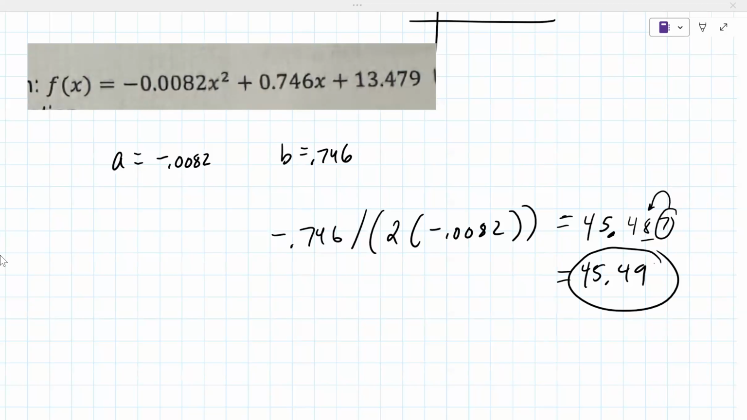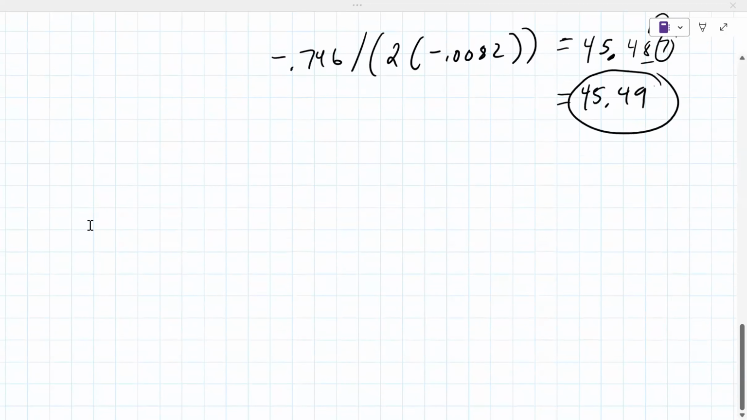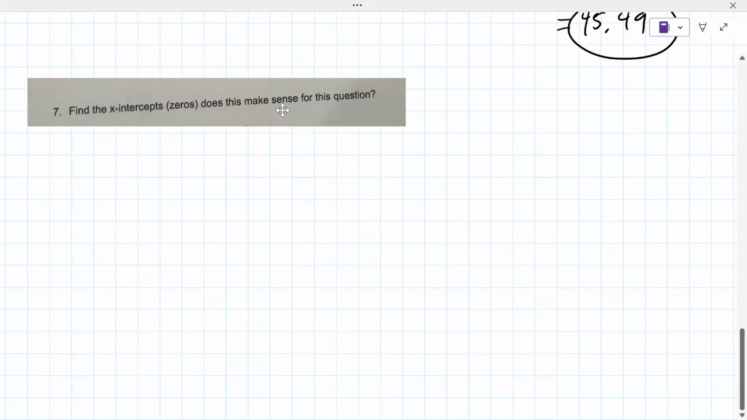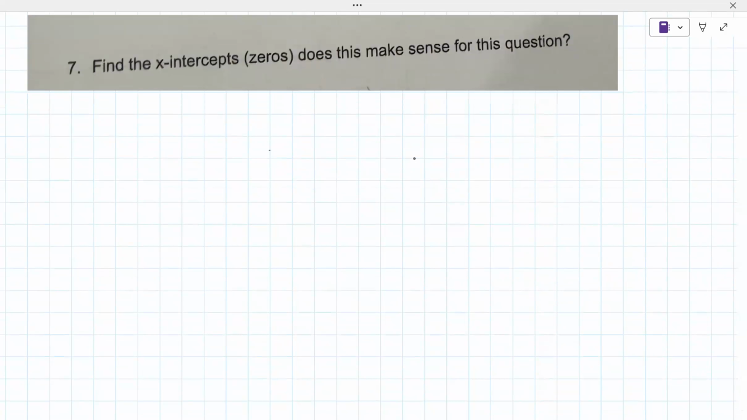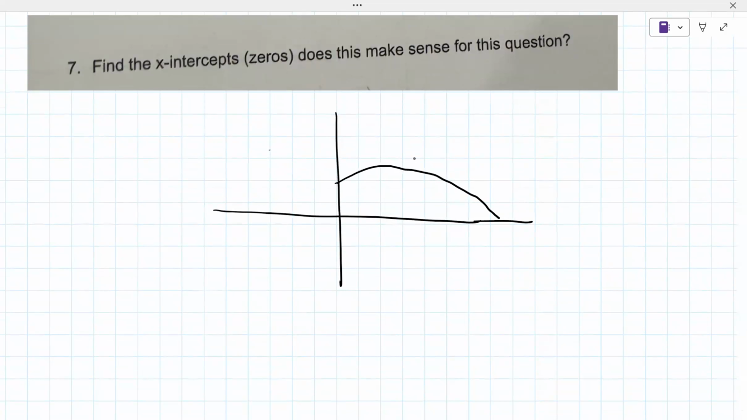You got it down? Yeah. All right. The next questions ask about the x-intercepts, the zeros for this. Do you want me to show you how to find these on the graph? Well, I know where the x-intercepts are. It's where this crosses the x-axis. Do you want me to show you how to find these on the calculator? Yeah. Okay.